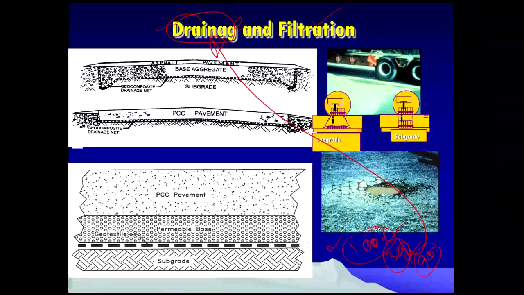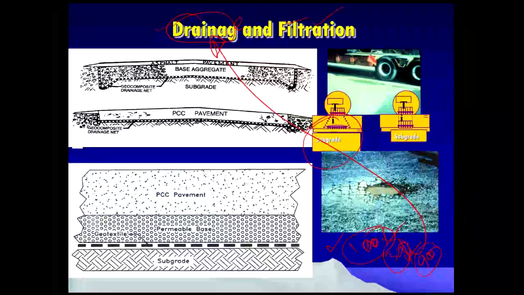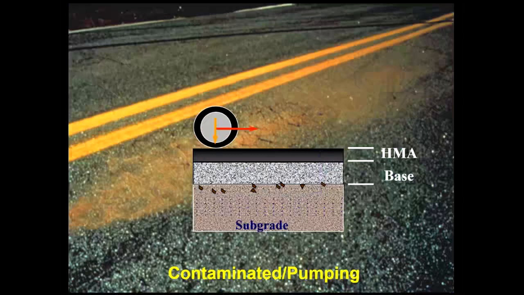is heavily dependent upon the drainage and also the filtration. So you can see this is the subgrade, and this is also subgrade, and how the drainage and filtration criteria act. So this is the containment.